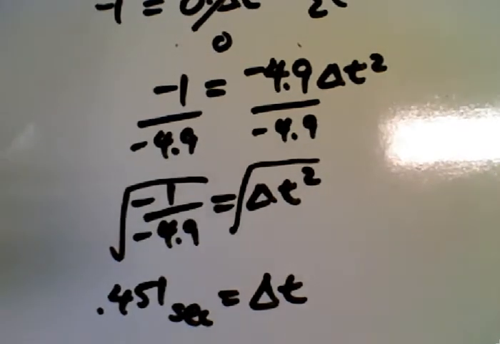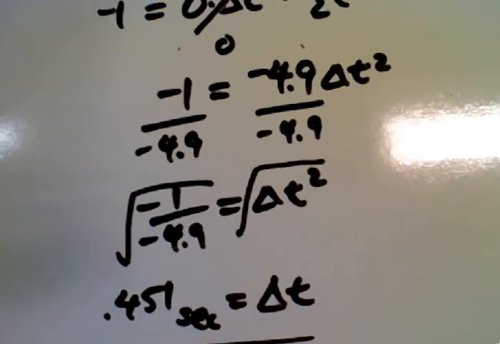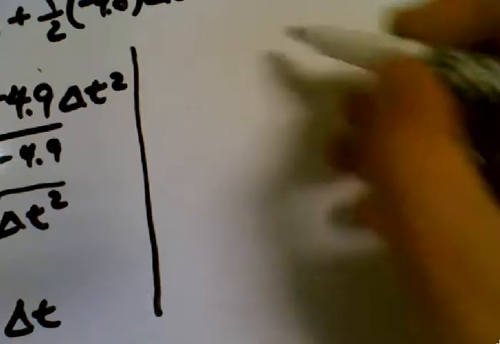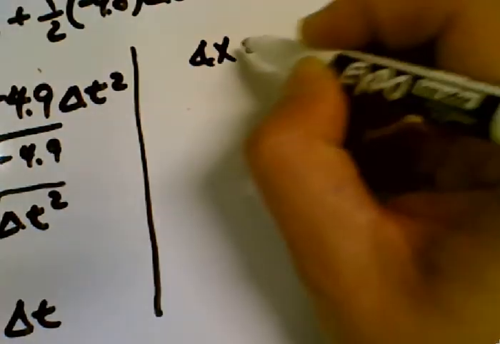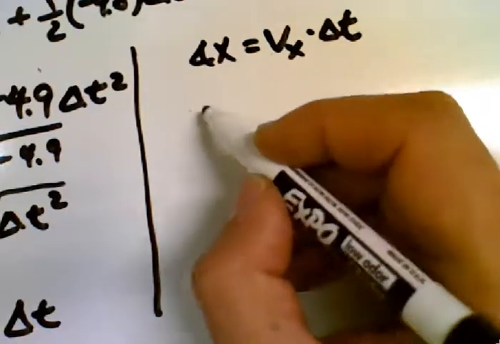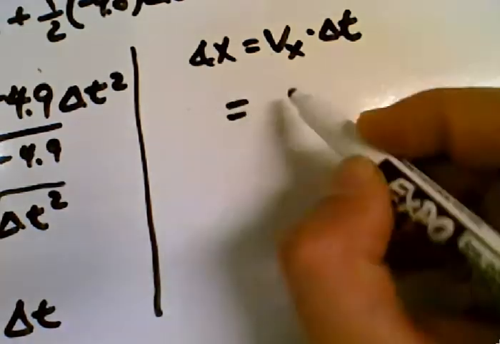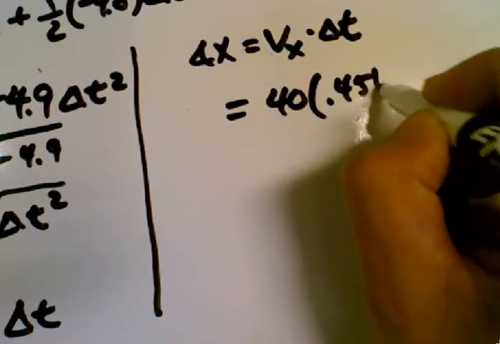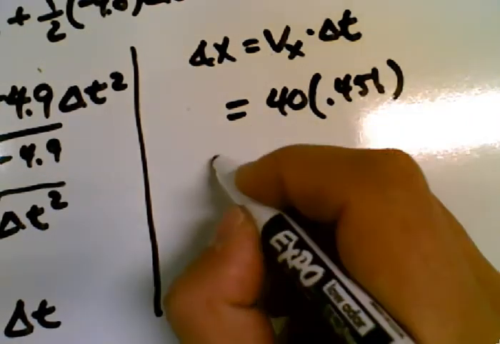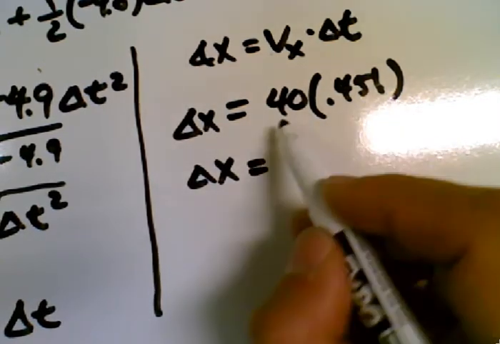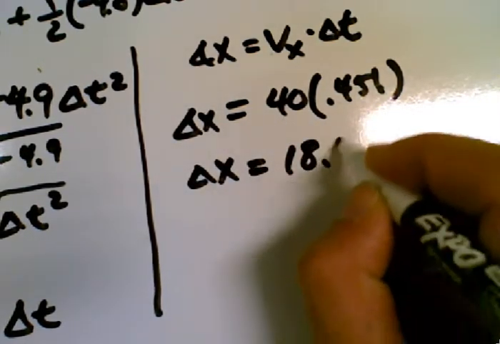Next, we're going to take the time and plug it into the x equation. Delta x is Vx times the time. We have Vx is 40. We have time is 0.451 seconds. So delta x, after you multiply that out, is 18.1 meters.